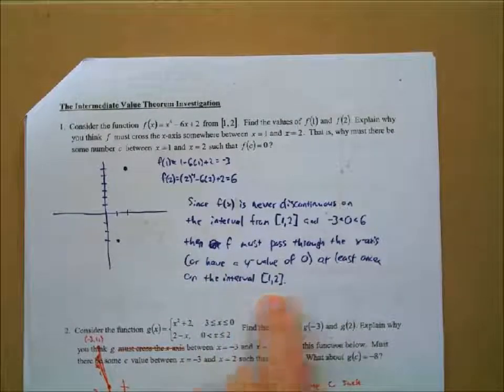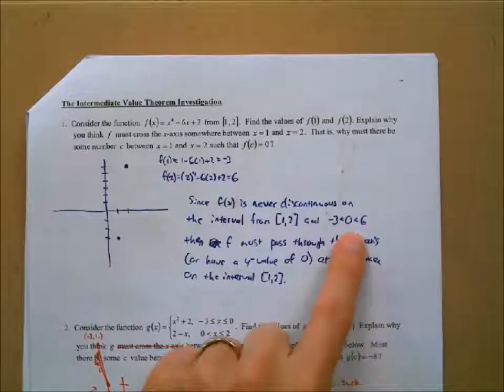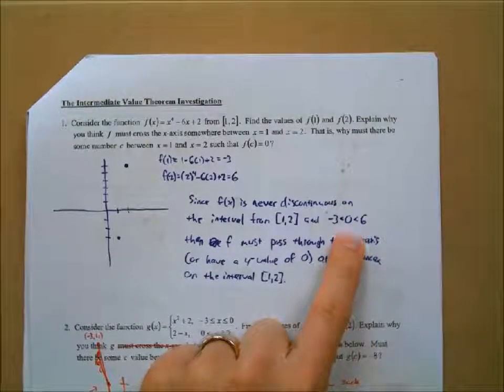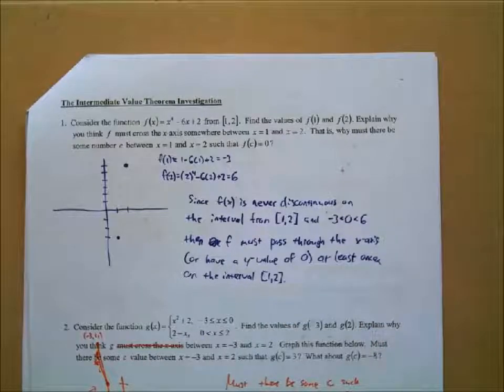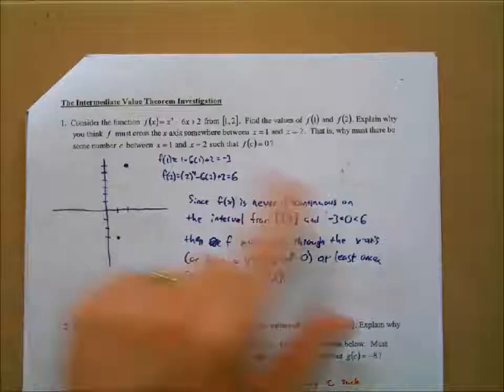So that's another key thing too. Not only do we guarantee that we must pass through 0, but it could happen more than once. Okay, we don't know that, but at least once we've got to go through 0 to get from -3 to 6. All right, then I had students do number 2 and graph this one.